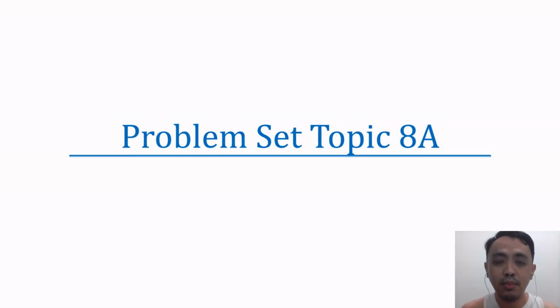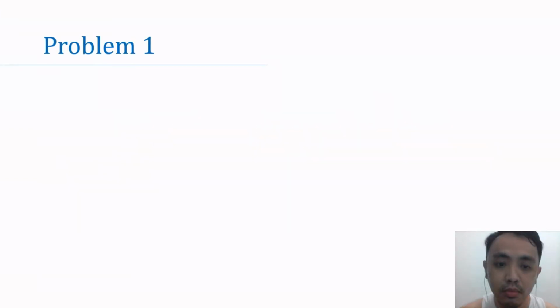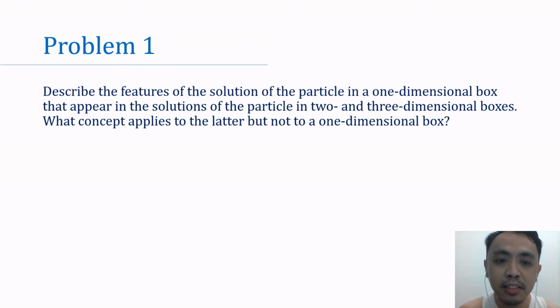Hello! In this video, we will be tackling problem number 1 of problem set topic 8A. In problem number 1, we are asked to describe the features of the solution of the particle in a one-dimensional box that appears in the solutions of the particle in 2 and 3-dimensional boxes. Furthermore, what concept applies to the latter but not to a one-dimensional box?